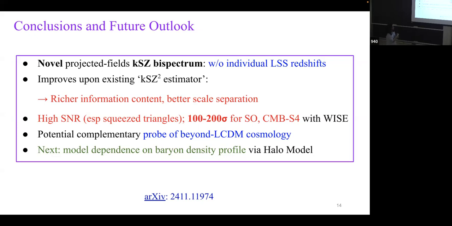And in terms of next steps, one is just modeling the dependence of the baryon density profile on this overall KSZ signal more accurately. The way this would be done would be in a halo model sort of framework. But that is my immediate next step before we actually move on to data. Thank you.